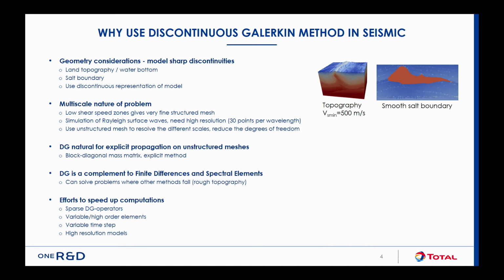So why do we use discontinuous Galerkin? One reason is when you have topography. You see what I call the IPATI model here. It's a very rugged surface, so it's very hard to use finite difference for this. And also we want to better resolve the salt boundary when we do Gulf of Mexico work, for instance.